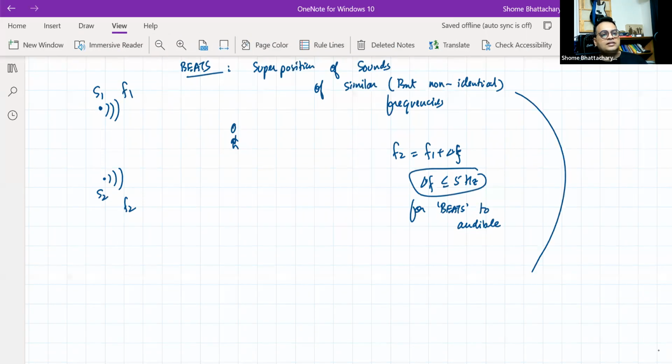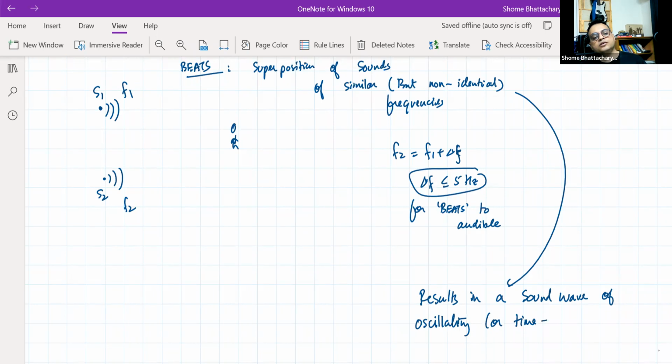So this phenomenon results in a sound wave of oscillating or time varying amplitude, periodically time varying amplitude, which means intensity also.